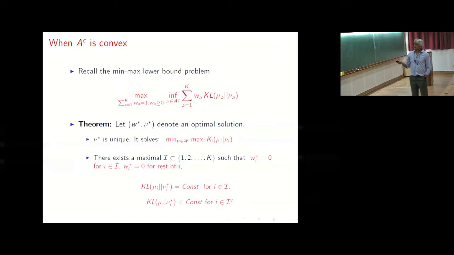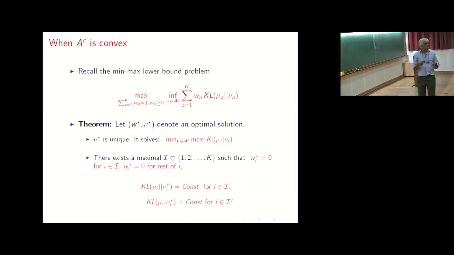There exists a maximal subset I of these arms, so that only on that subset will you give positive weights. W star I will be positive. The remaining subsets will get a negative weight. So what that means is that the lower bound is telling you that you should not sample all the arms, but a subset of arms. And that subset has the property that on that subset, this Kullback-Leibler separation is going to be constant across arms. And the arms which you're not sampling would have been more difficult to separate. It will be lower than this constant.